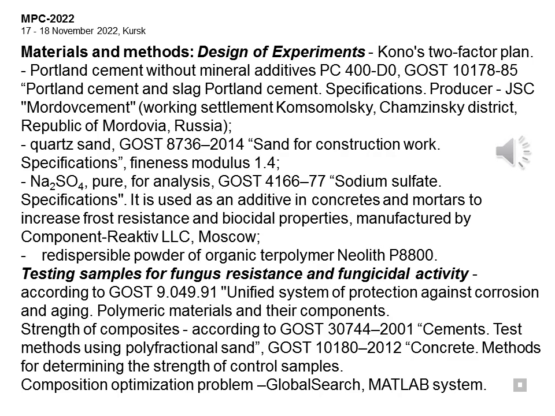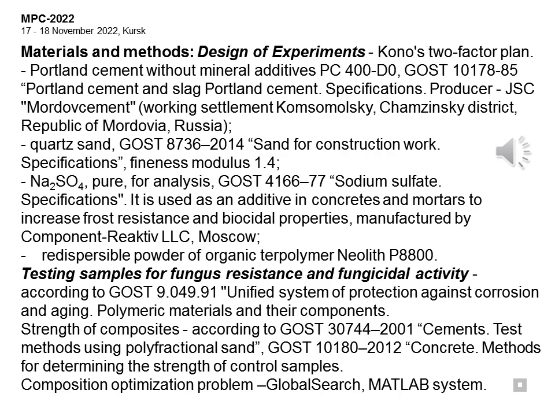Unified system of protection against corrosion and aging. Method 1 allows you to determine whether there are food sources for micromycetes in the building material under study. Therefore, infected samples were placed in petri dishes with distilled water. Fungus resistance was rated from 0 to 5 points. The material was considered to have passed the test if its fungus resistance is no more than 3 points.